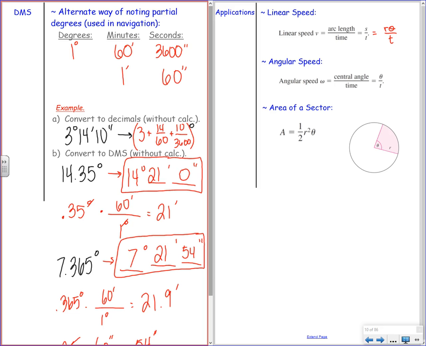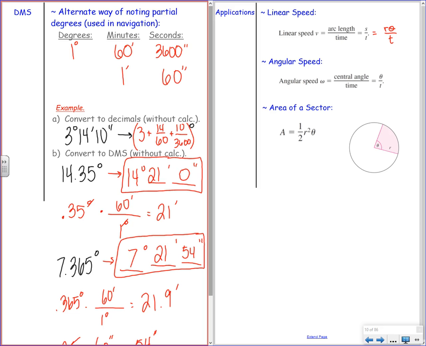And wouldn't we have gotten 10 over 3,600? Right? Okay. Yeah, that one is kind of easy. The second one's a little bit harder. Now we're going from a decimal to degrees, minutes, seconds. So this one was pretty easy. But still, let's talk about the strategy.